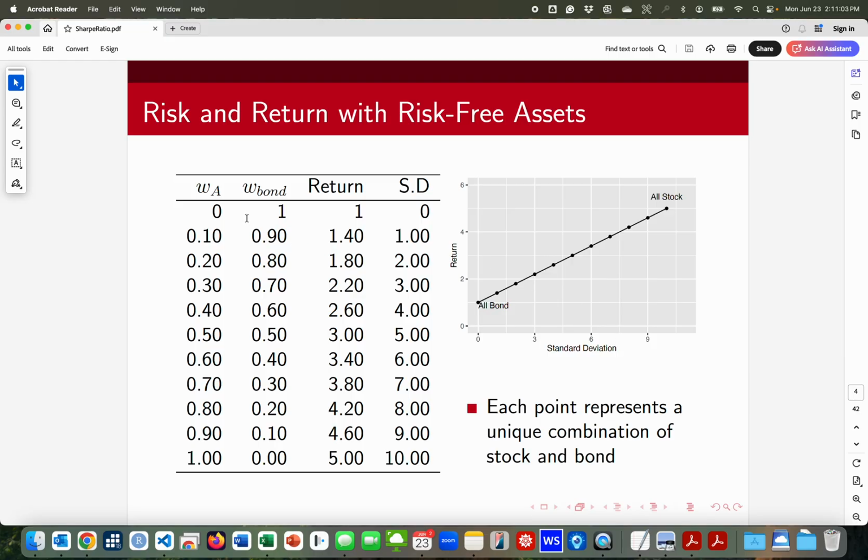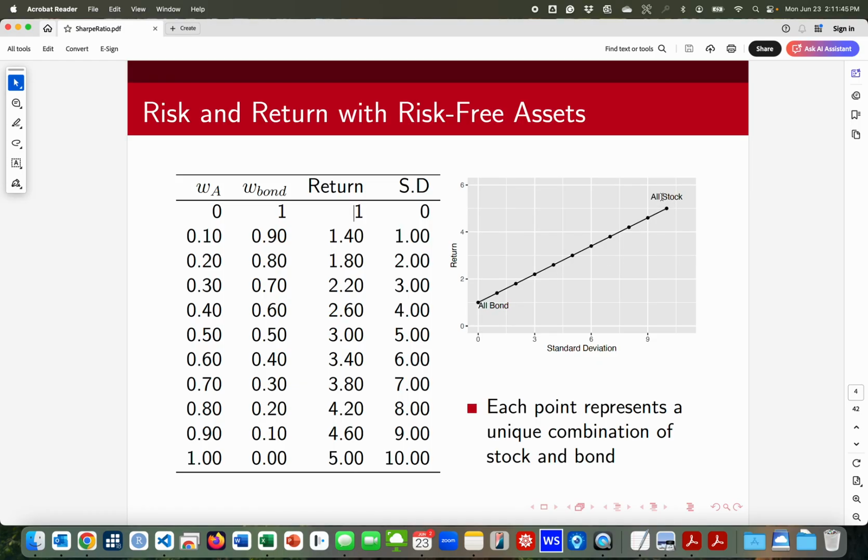So if we put 10% in the stock and 90% in the bond, notice our return goes up because we're now averaging the stock return with the bond return. So it's a weighted average of the 10% stock, 90% bond with the 5% return on the stock and then the 1% return on the bond. And notice as we keep moving down here, as we increase the share of A, we're actually moving up this line right here. So as we increase the share that we have in the stock, the return goes up, but so does the risk. And that's the trade-off that we have to face.